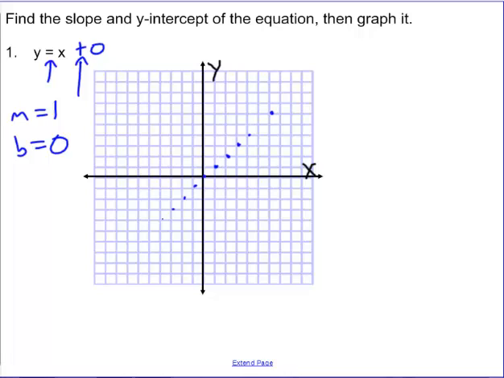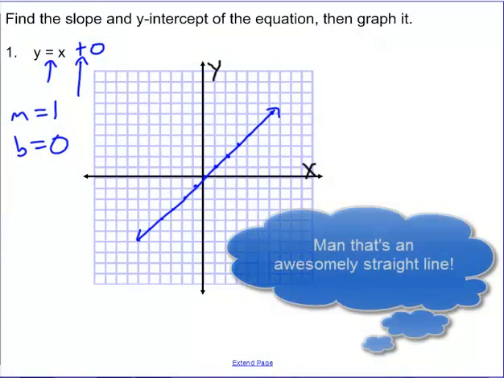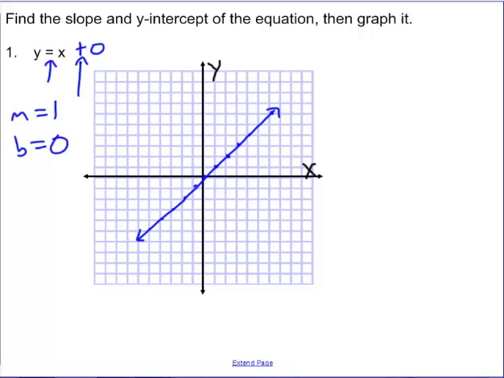Then I want to go back the other direction and make sure I get some negatives, really try to fill the page, and then I'm going to play connect the dots, and holy cow, that's the straightest line ever drawn in the history of a smartboard. You're watching a genius at work right here, people. I hope you're happy.